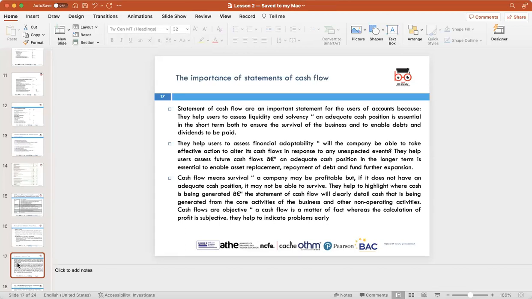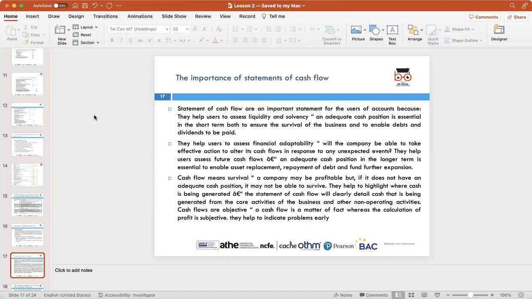Also, they help users to assess financial adaptability. Will the company be able to take effective actions to alter its cash flow in response to any unexpected events? They help users assess future cash flows, and an adequate cash position in the long term is essential to enable asset replacement, repayment of debts, and fund further expansion. Then cash flow means survival.